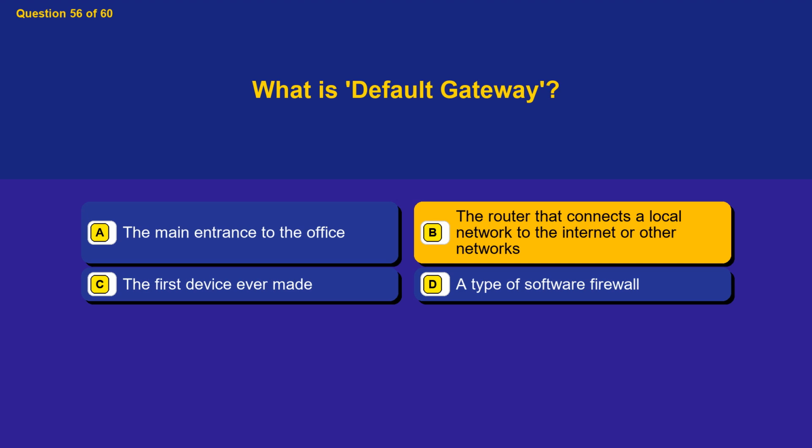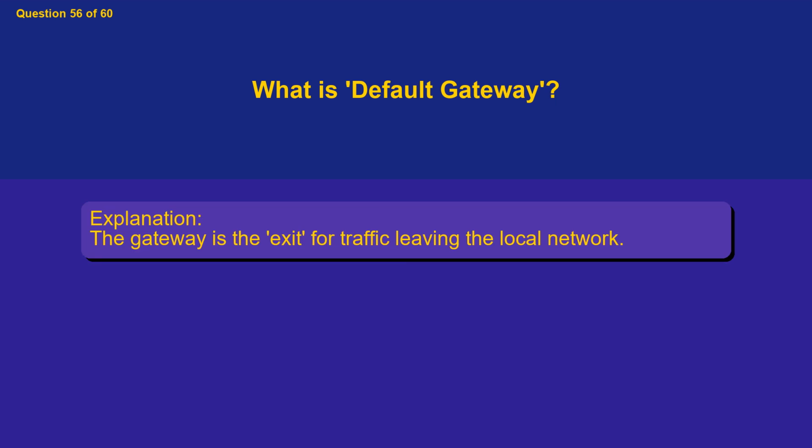The correct answer is option B, the router that connects a local network to the internet or other networks. The gateway is the exit for traffic leaving the local network.